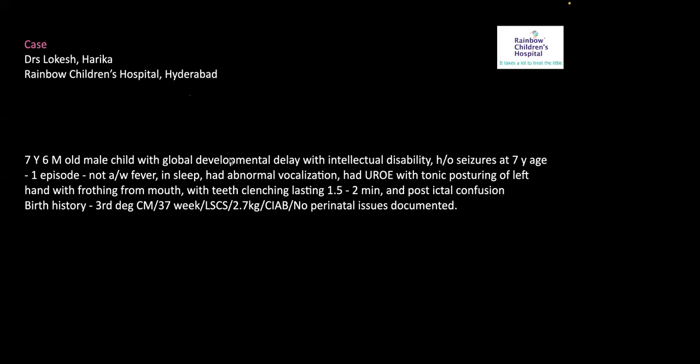This is a 7-year-old male child, born to a third-degree consanguineous marriage with no perinatal issues. He has global developmental delay and intellectual disability. He presented to us with one episode of seizure at 7 years of age, in sleep, not associated with fever. Seizure semiology was abnormal, with uprolling of eyeballs and tonic posturing of the left hand with frothing and teeth clenching, lasting only 1 to 2 minutes, with post-ictal drowsiness.